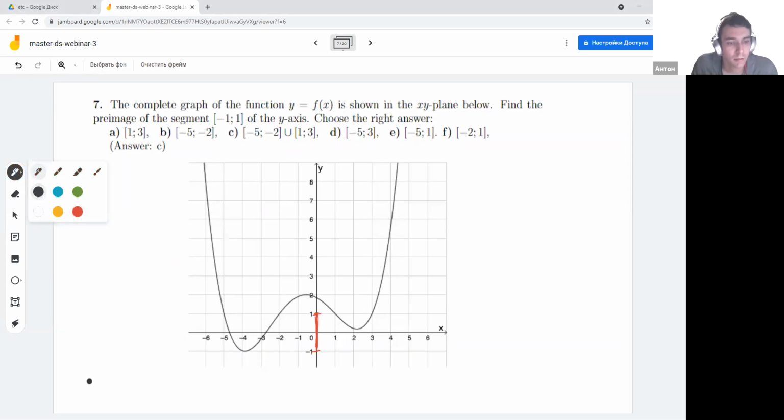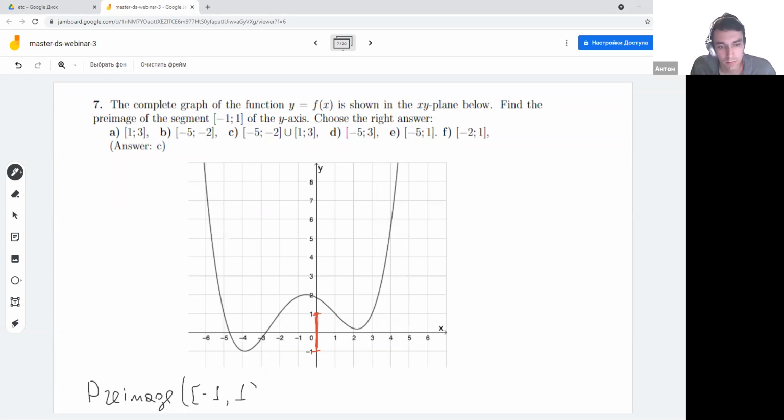So basically, what is meant is that the pre-image of some set is a set of all values of x such that f of x is a number in this segment. So it is a set of all such x that f of x is in this segment. So let's find all such values of x.